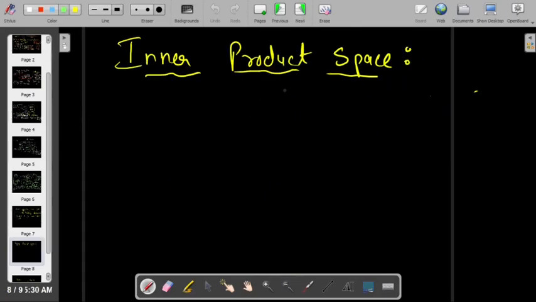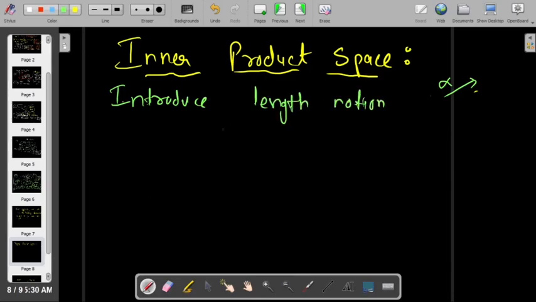So now let's move towards something called inner product space. Similar to vector space, we have something called inner product space. And why is it needed? In vector space, obviously we get multiplication of a vector with some scalar, or you can say translation, but we don't have a notion of length there. So what it introduces is a notion of length, and also direction as well.